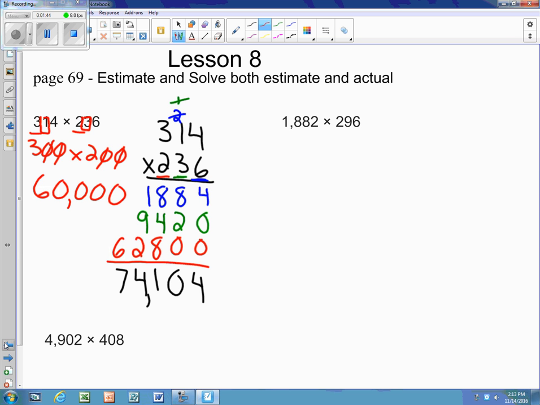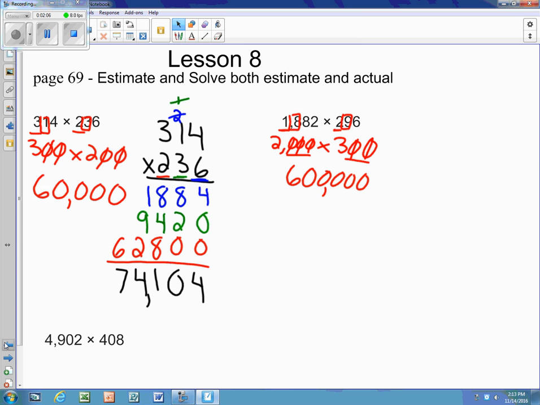So we're going to go back over here now. We're going to try this one. We're going to do the estimate first. We always go to the largest place value. That would make that 2,000. That would become 300. We ignore the zeros. 2 times 3 is 6. We put 1, 2, 3, 4, 5 zeros back in, and we have our estimate.